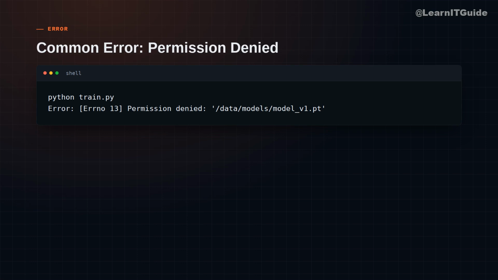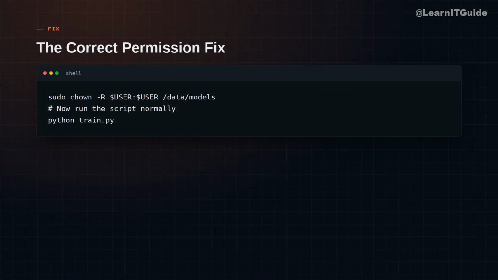You might be tempted to run everything with sudo, but that is a security risk. The fix is simple. Use the chown command to change ownership of the directory to your own user account. By using the $USER variable, the command automatically detects who you are and assigns the directory to you. This is the professional way to handle permissions without compromising your system security.